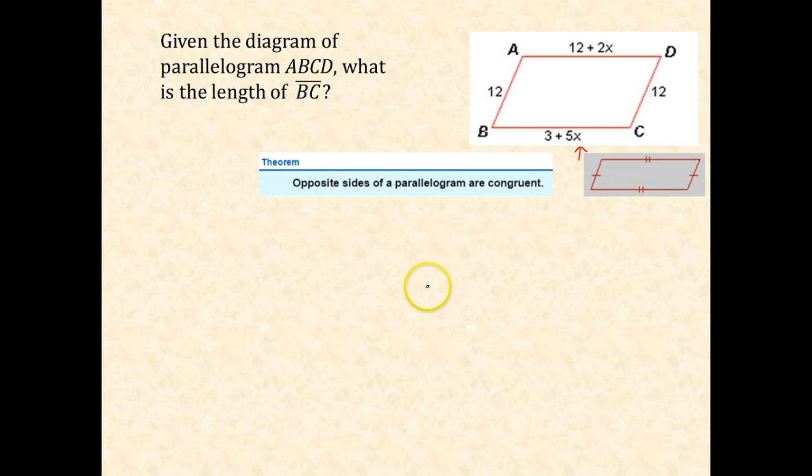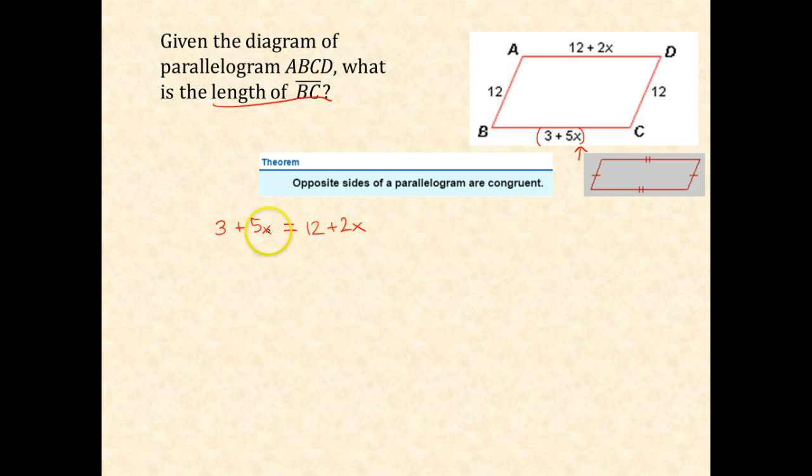So I need to set side BC, the length of side BC, equal to the length of side AD. So 3 plus 5x has to equal 12 plus 2x. So in order to find the length of BC, I need to solve for x, and then I'm going to need to plug in and find out what 3 plus 5x equals. So I need to solve this equation.